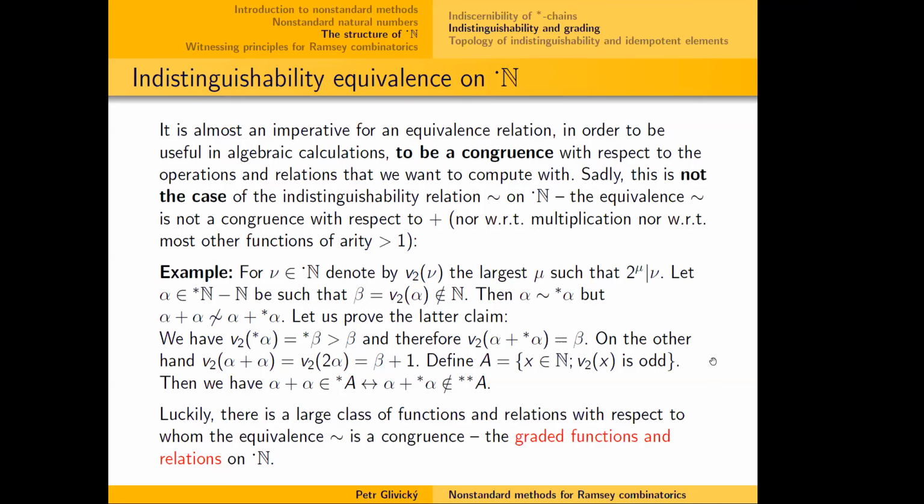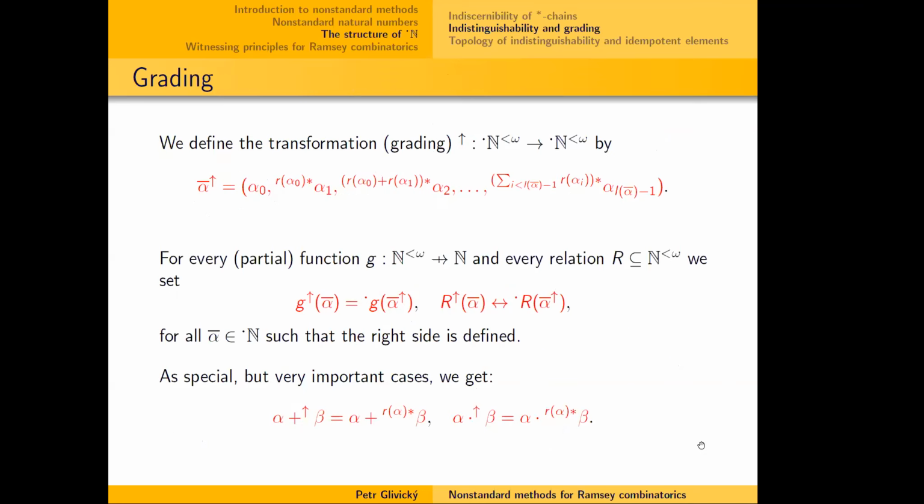So that's bad enough, but luckily the indistinguishability equivalence is a congruence with respect to a large class of functions, and they are so-called graded functions and relations, which I define just on the next slide. So what is grading? Grading is actually a transformation of the finite tuples of elements from *N onto some other finite tuples of elements from *N, which works in this way.